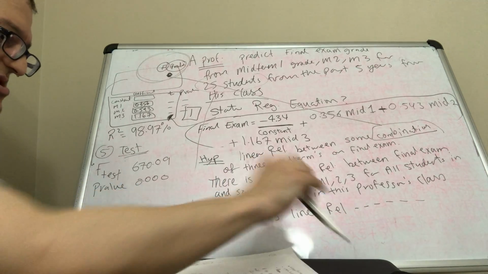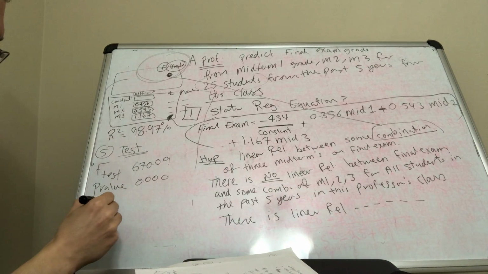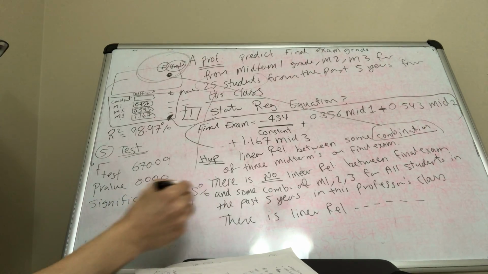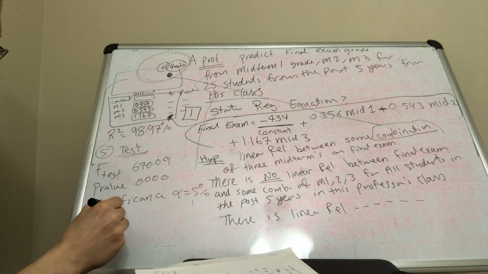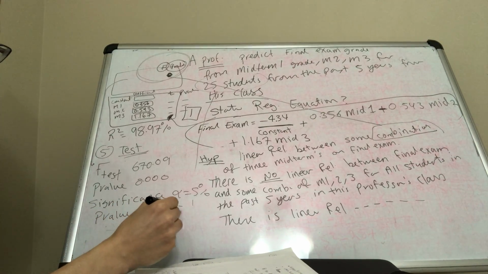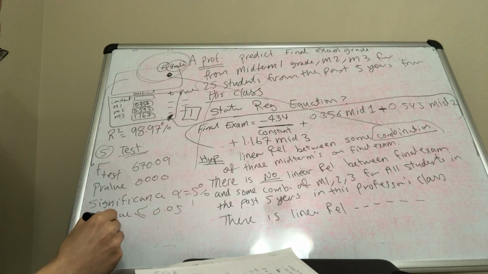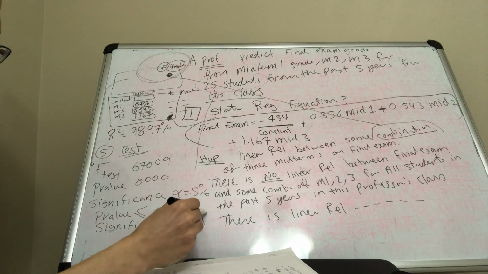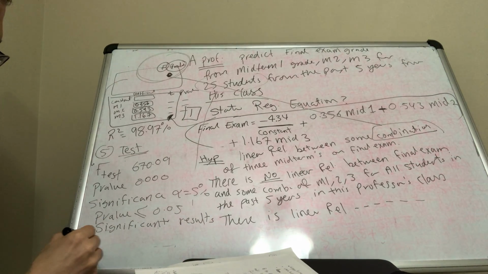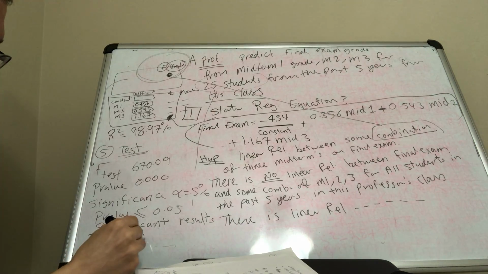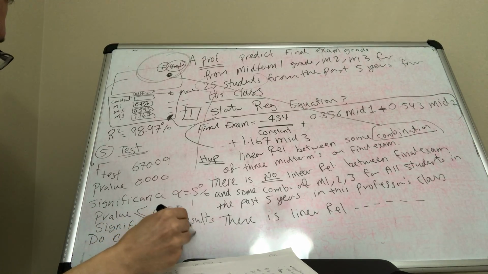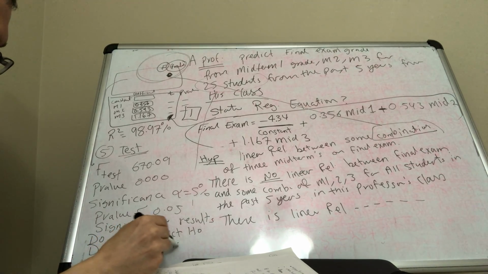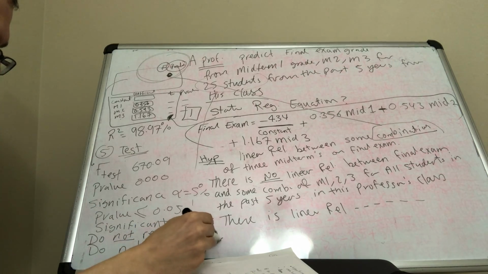And then they wanted you to talk about the significance where alpha is 5%. Yes, p-value less than or equal to alpha of 5%. We have significant results. Reject H0. Conclude HA.